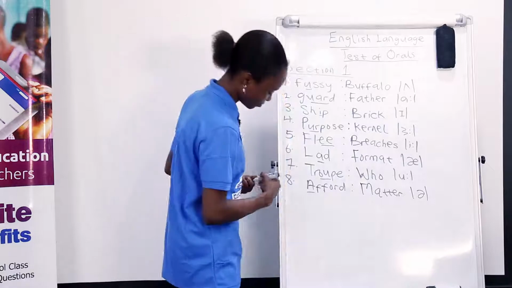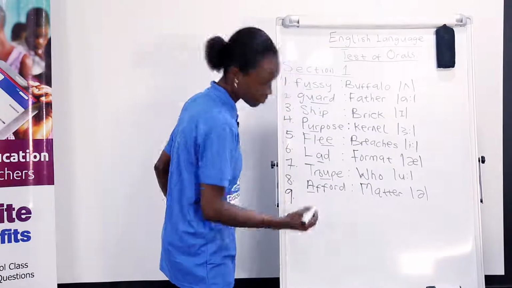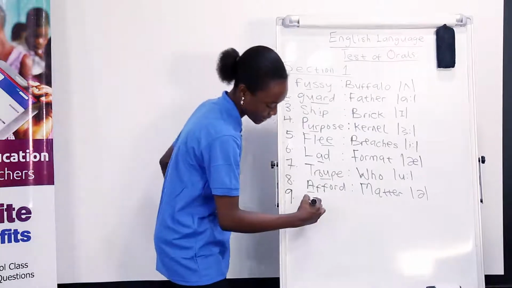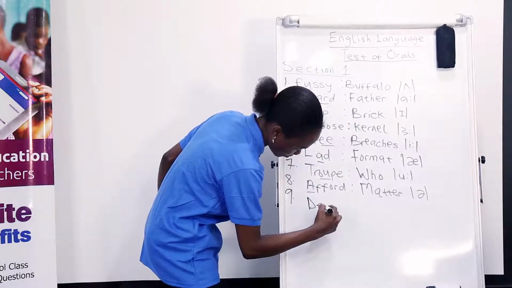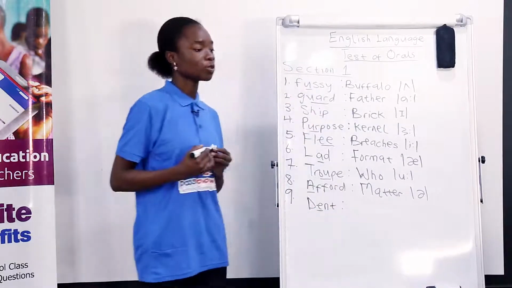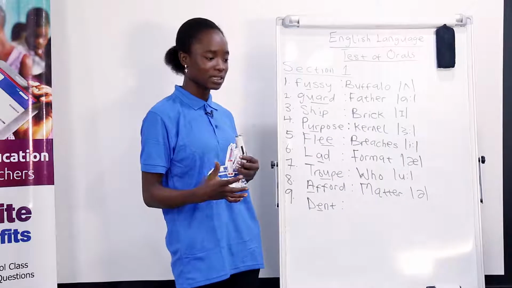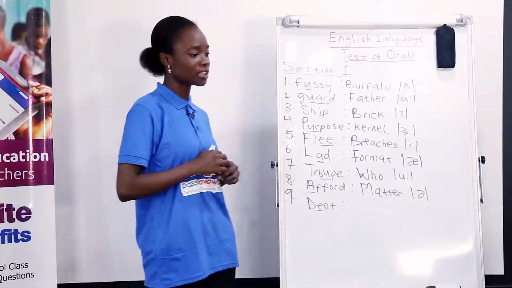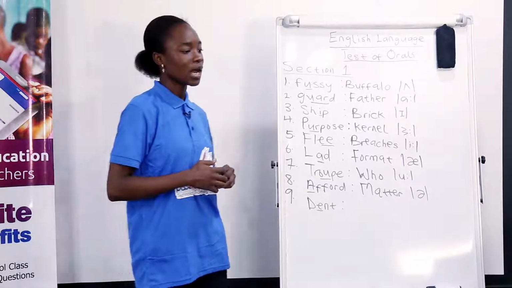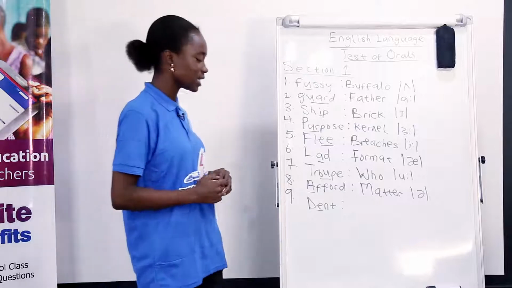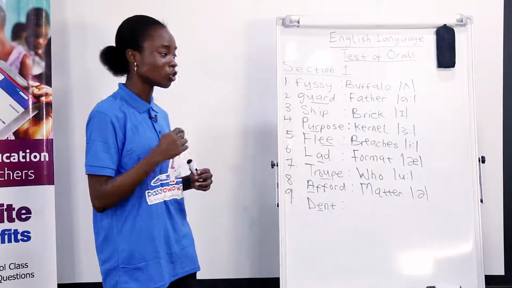Number nine. We have dent. Dent with the short air sound. Option A, we have leopard. Option B, we have germ. Option C, we have legal. And option D, we have she. The correct answer is leopard with the short air sound.